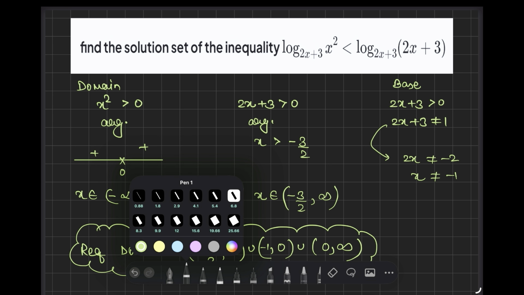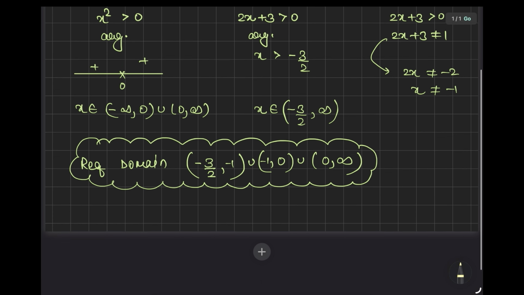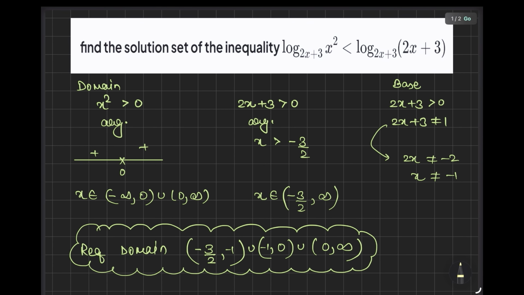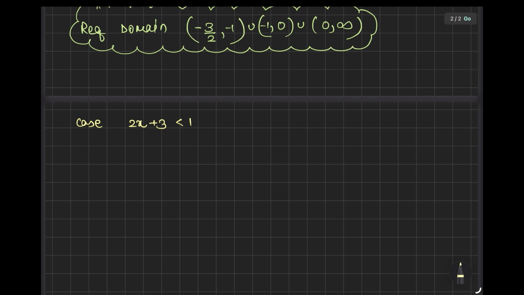Now what we will do, we will take case 1 where the base is greater than 1, and we will take case 2 where the base is smaller than 1. Okay, and then we will take the intersection with the given domain. Now suppose case 1 is the base 2x plus 3 less than 1. So the base is less than 1. You know that if the base is less than 1, the function becomes a decreasing function.